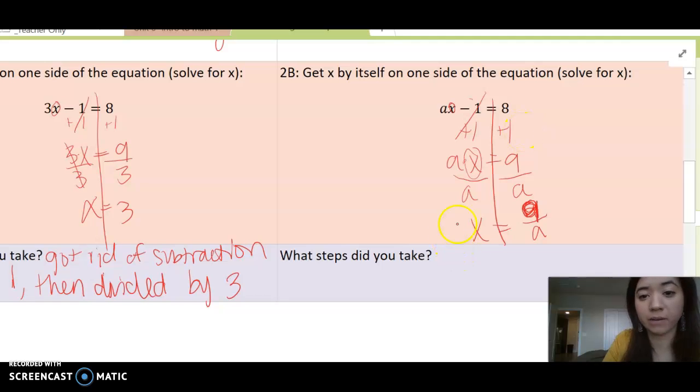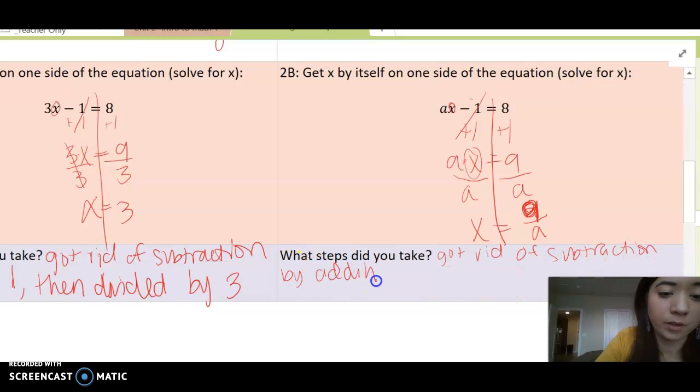We basically did the same thing. We got rid of subtraction by adding 1 to both sides.